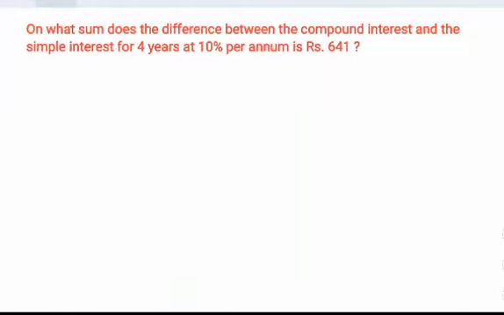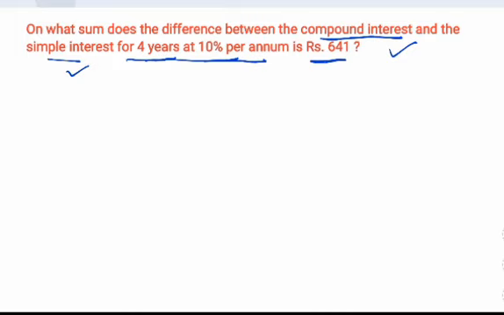So in this question, the rate of interest is given, that is 10% per annum. The time period is given, 4 years, and it has been said that the difference between the compound interest for this time and rate and simple interest is 641, and we have to find out the principal in this.